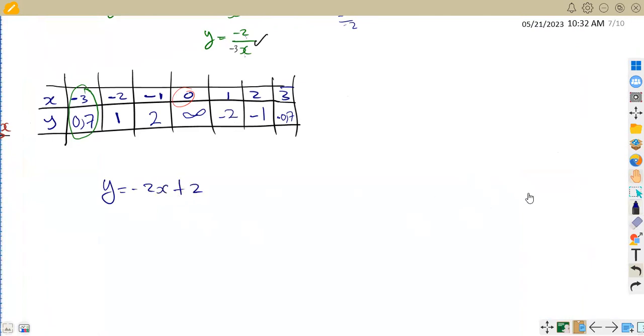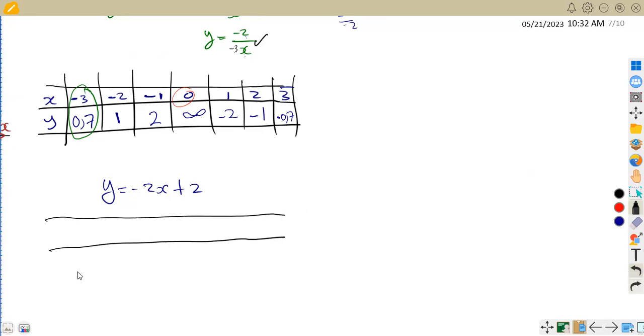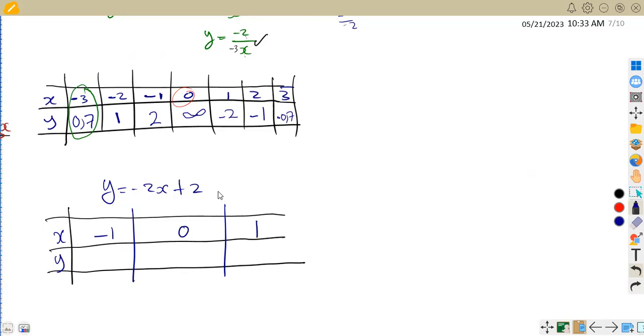So just like the previous part, I am going to create a table. All right, so let's just have it this way. We're going to have our x and our y here. For a straight line, you just pick any 3 values. Here, I'm going to pick -1, I pick 0, and I pick 1. So any three of your choice, or you can use the y-intercept and then the x-intercept.